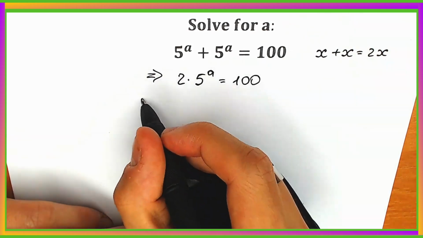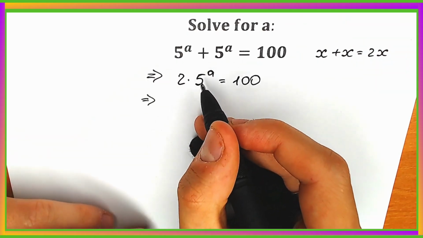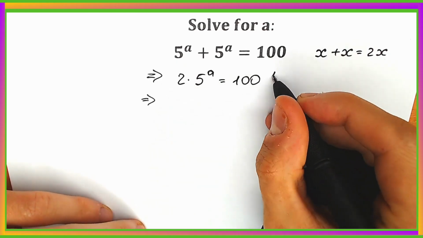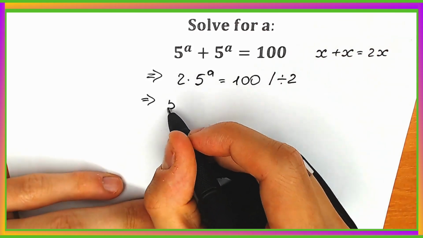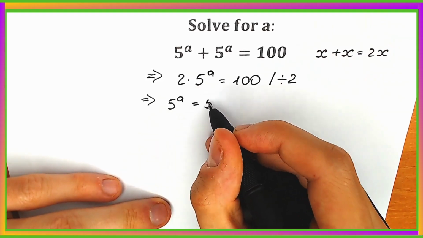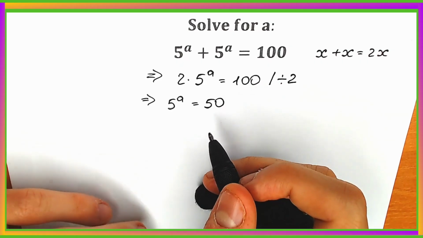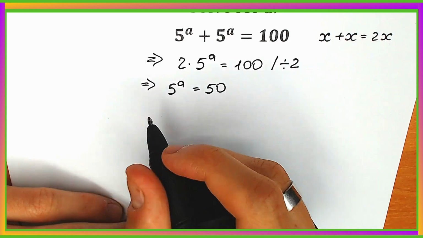Secondly, let's divide both sides by 2. We need to get closer and closer to this a, so let's divide both sides by 2. As a result, we have 5 to the power a equals 50. This is a classic equation, so the best way to solve this type of equation is to apply log on both sides. So let's do it right now.